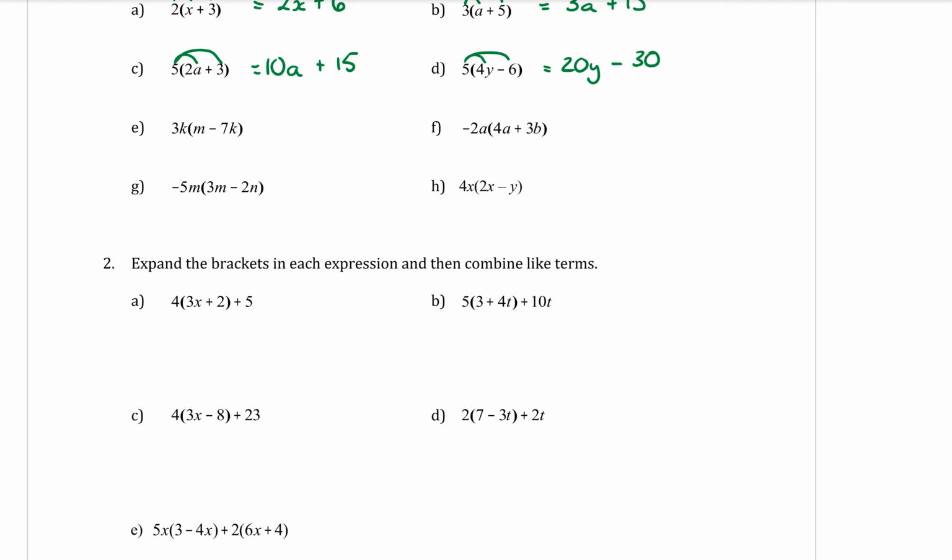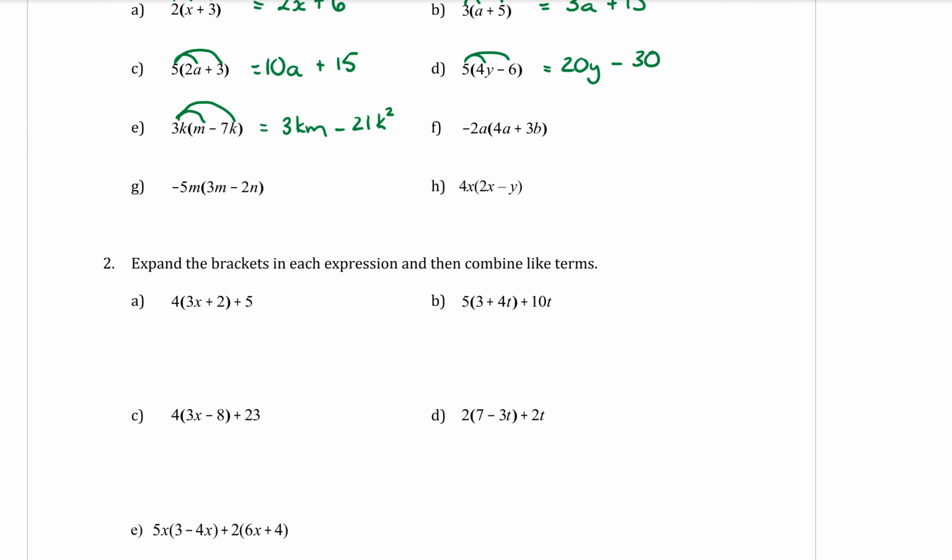All right. 3K times M. Now the letters are different, which means they're just going to collect up at the end. So that is 3KM or 3MK. It doesn't matter really the order that you write them in, but we usually prefer alphabetical order. Then we have a minus sign. Now the second one. 3K times 7K. 3 times 7 is 21. And K and another K makes K squared.